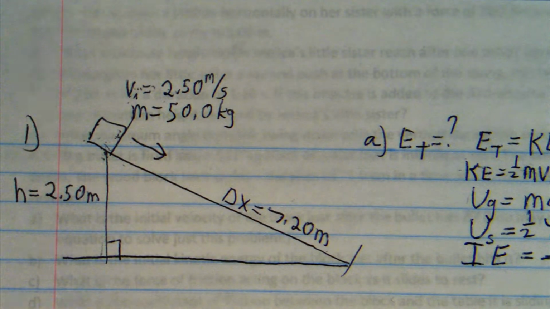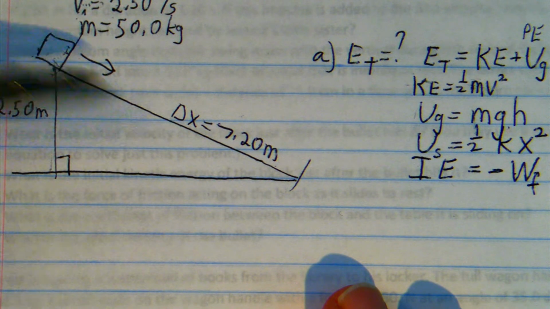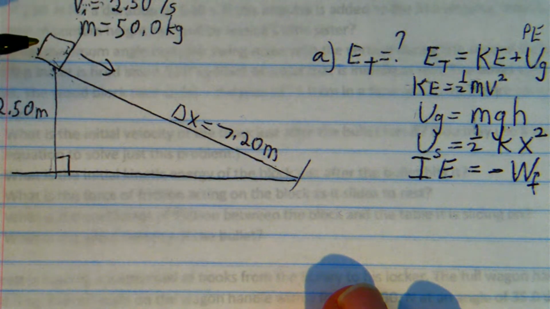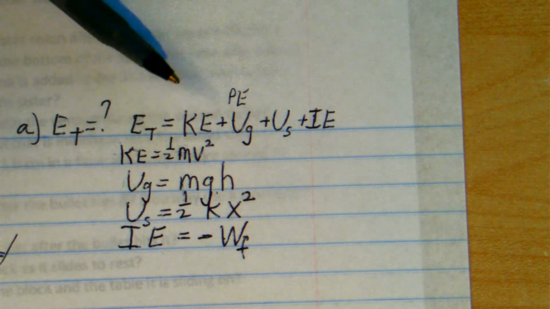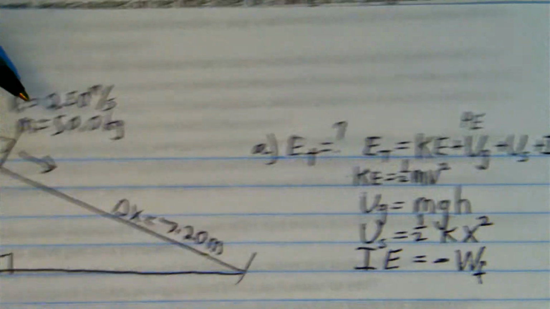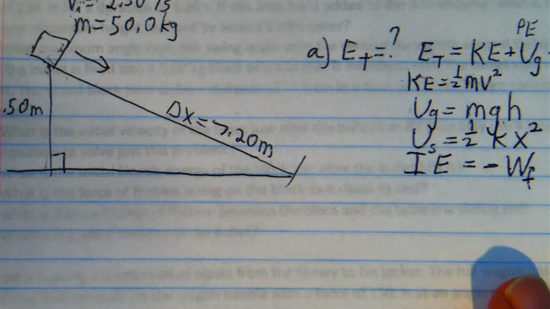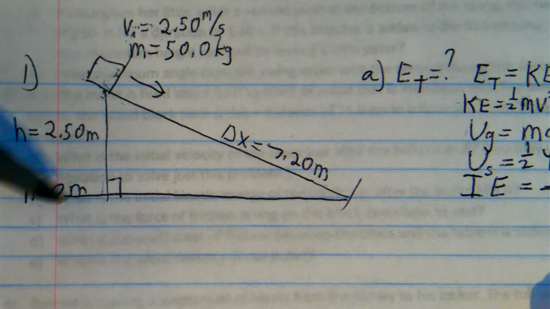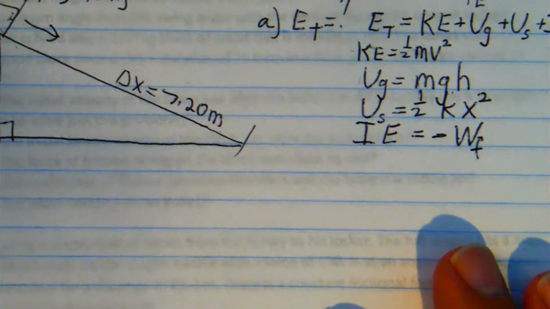As problem 1 begins in part A, it says there's no friction, there's no spring, so therefore the total energy is just two things: kinetic energy, because it's moving at first, and gravitational potential energy, because I'm going to choose the bottom of the hill as my 0 meter point. All right, so calculate away.